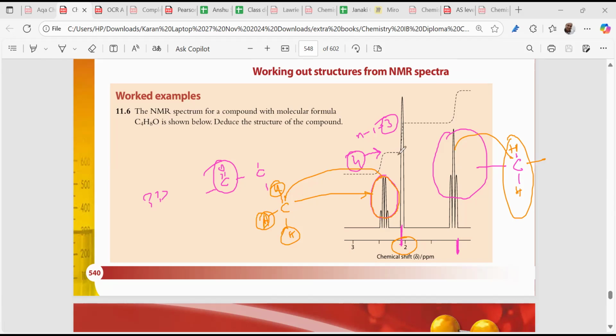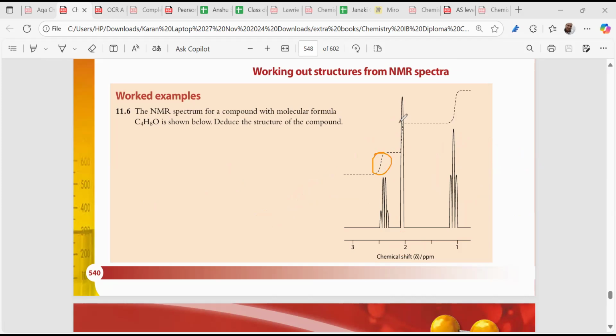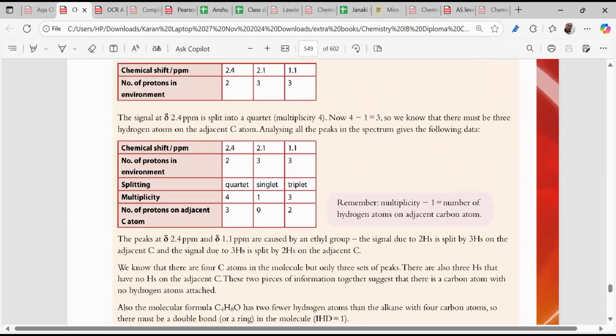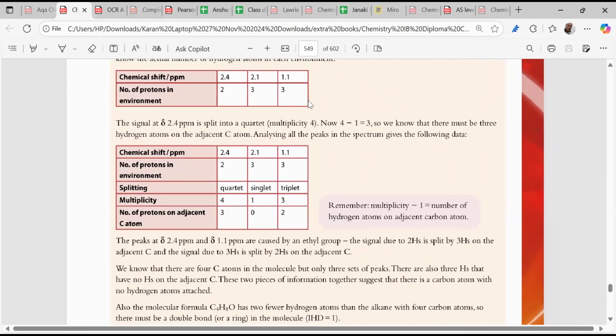Now, from this integrated trace, we can find out the ratio easily, right? By a scale. This part is clear? So we write all the data over here. Can you see this? There's a chemical shift of 1.3. Understood?